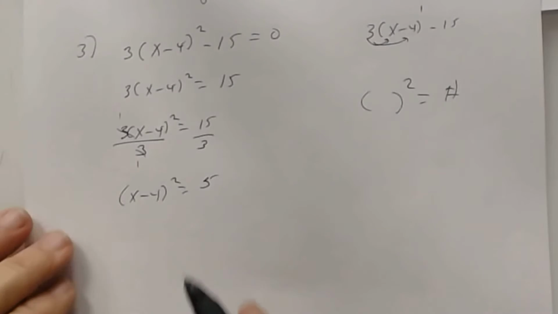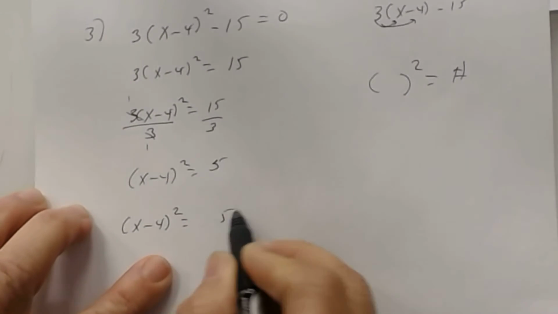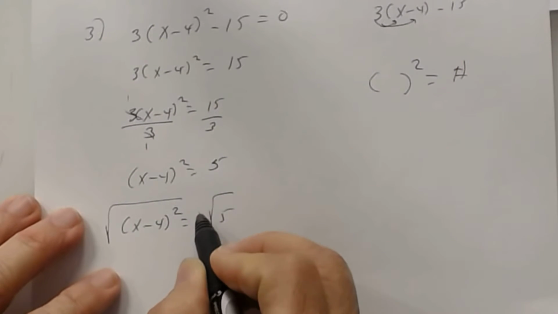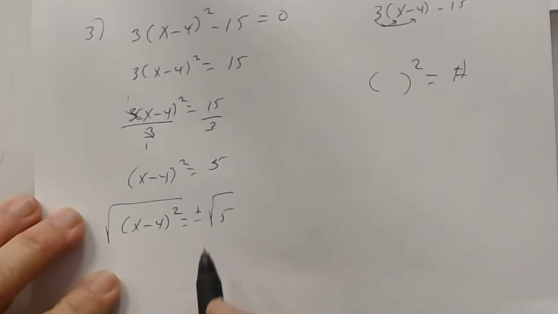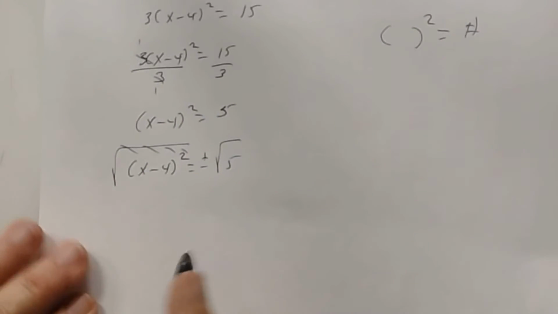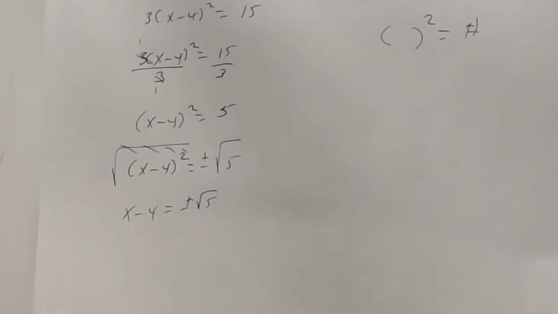And then finally, what's the next step? Square root property. Take the square root of both sides. Now when you do that, what else must you insert? Plus or minus. So the square and the square root undo each other. So what expression is left on the left? X minus 4. X minus 4 equals plus or minus square root of 5. All right, so that's where I'm at.